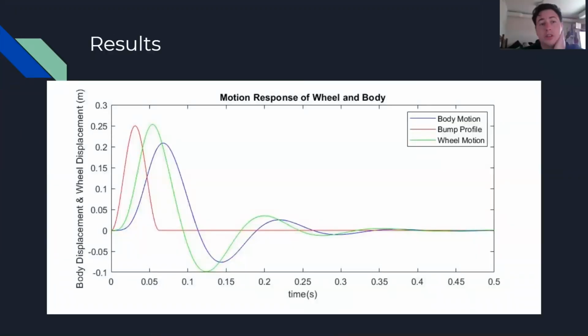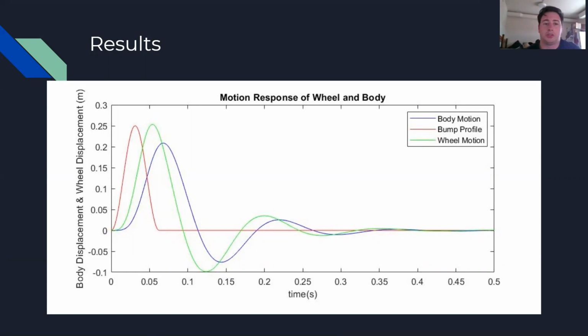I'll be talking about the results that we came to. So I included a single graph for the motion response and also the frequency so that we could look at an example. There are a bunch of different trials that we did with different parameters for the optimizations, but this is the example we chose to show what all of those look like. You can see the wheel motion is in green, the body motion is in blue, and the bump profile is in red.